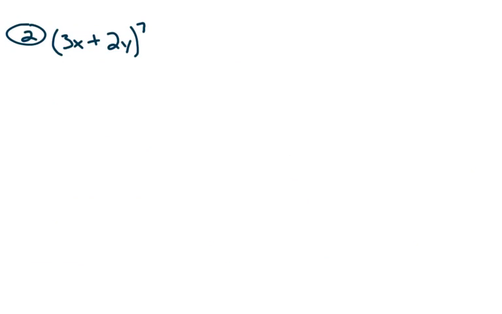Okay? Let's try another one here. Number 2, 3x plus 2y to the 7th power. Now, I don't have row 7 on that triangle, but you can look it up. You can Google Pascal's triangle and find the 7th row. I'm going to do this in 2 rows because it's just going to be too long to do in 1 row. So row 7 of Pascal's triangle, I'll write up here. It's going to be 1, 7, 21, 35, 35, 21, 7, and 1. Those are our 8 coefficients for 3x plus 2y to the 7th power.